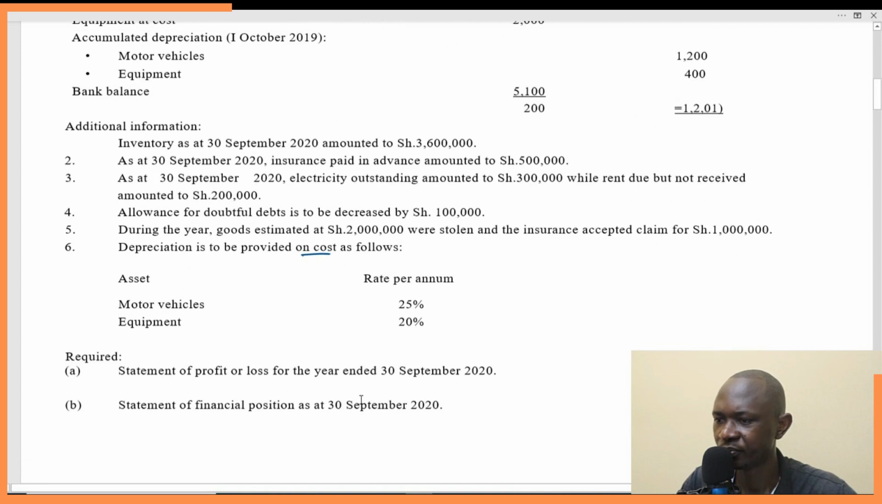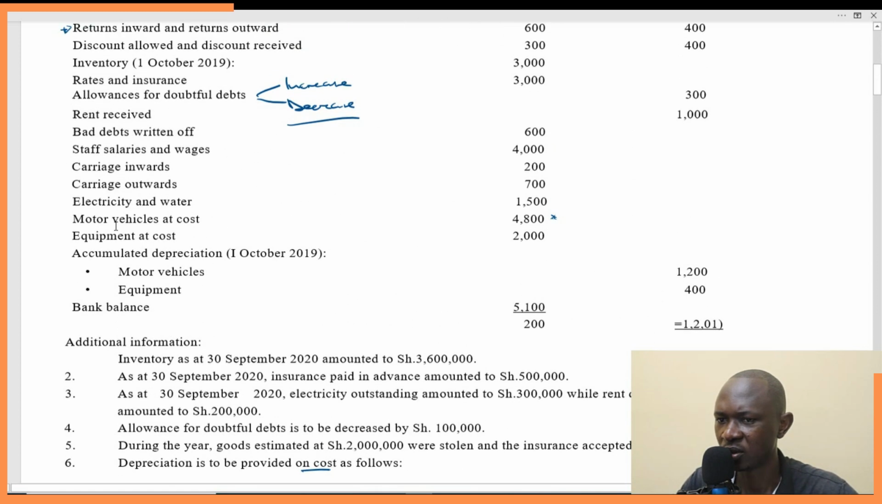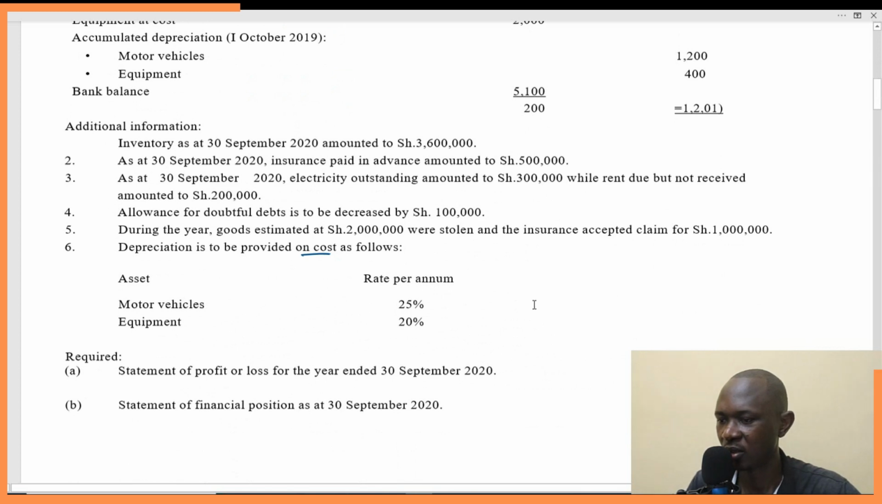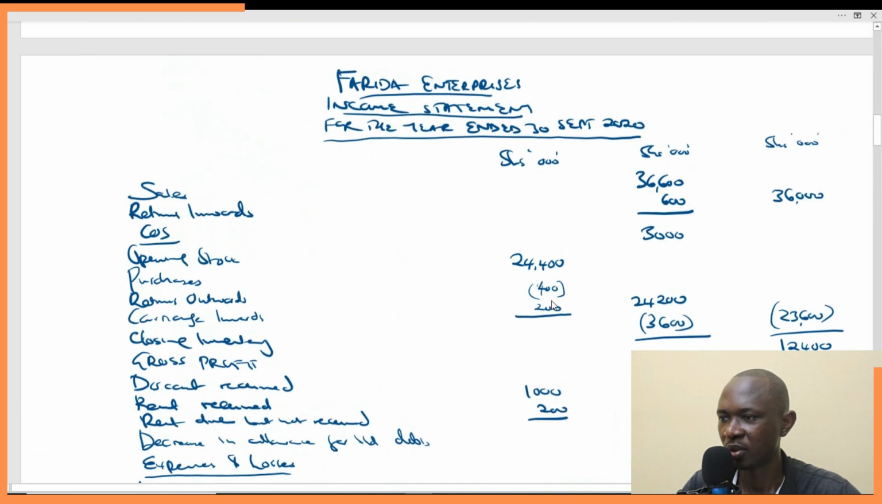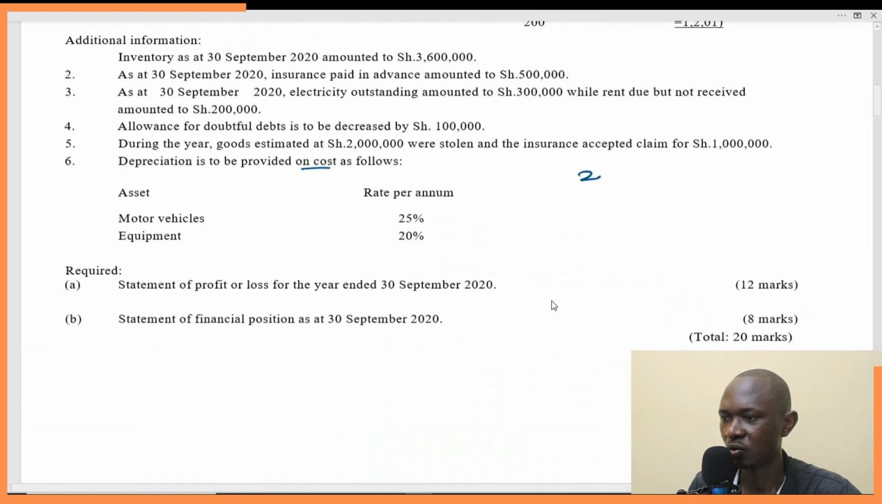20% of, this one is 20% of what? Remember, it's also on cost, so 20% of 2,000. So yes, it's 400. 20% of 2,000 is 400. That is 20 over 100 times 2,000. This gives you 400. That's how we go about it.